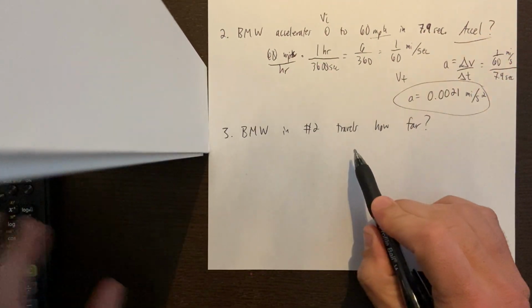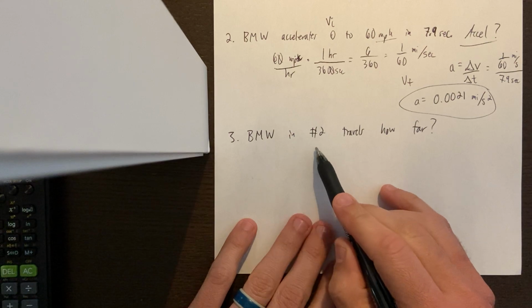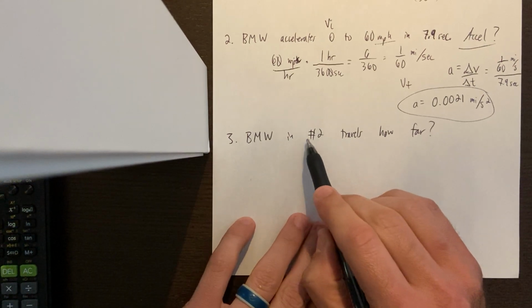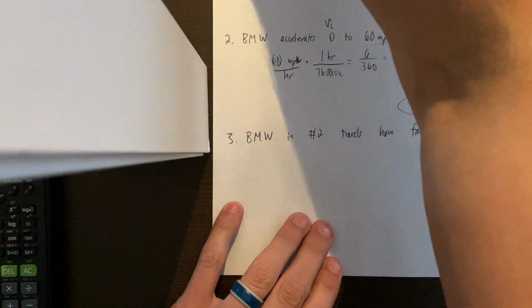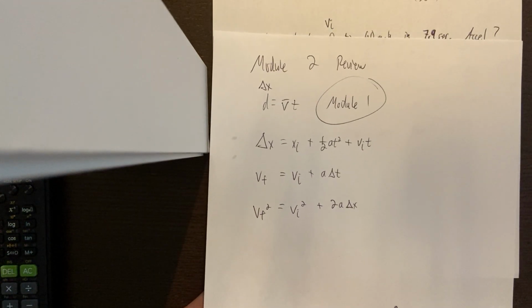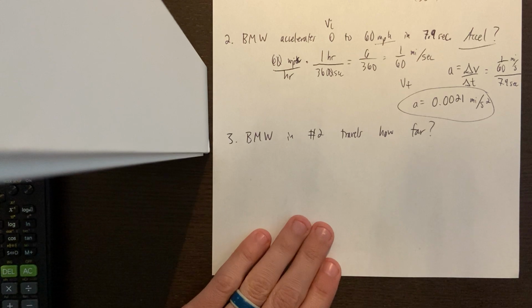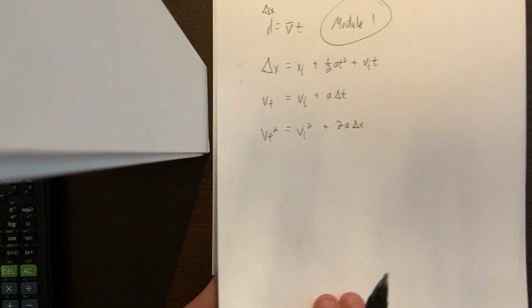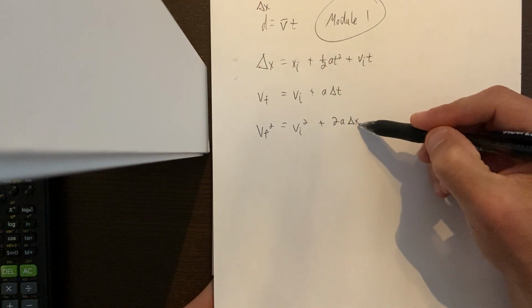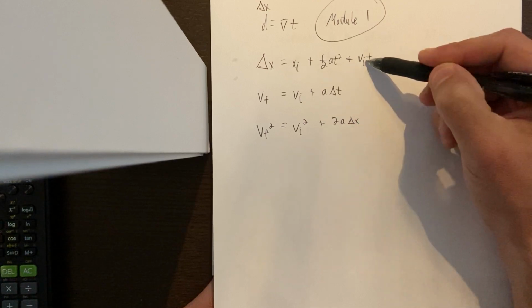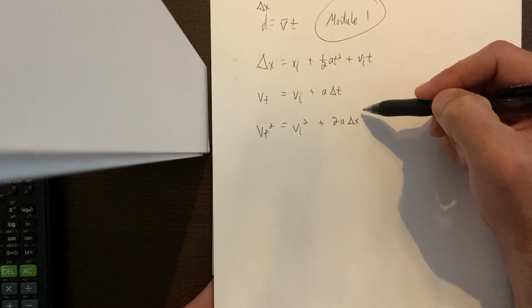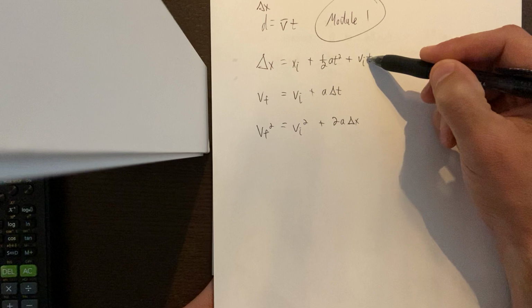How far does the BMW in number 2 travel? So what we want to make sure we do is go back and review our kinematic equations, right? Pause the video if you didn't write those down, write them down. And then we got to pick the one we want to use. Now it's asking for displacement. So you realize that appears in 2 different ones, but they both require acceleration. Only one of them requires time.